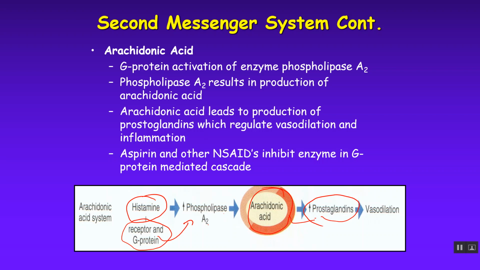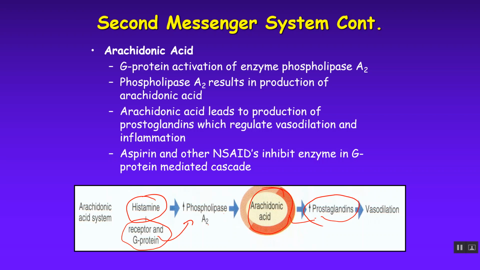Arachidonic acid in this process leads to prostaglandins, which can regulate vasodilation and inflammation, but also make you more sensitive to pain too. When you have prostaglandins around near your free nerve endings, you perceive pain; they heighten your pain response.